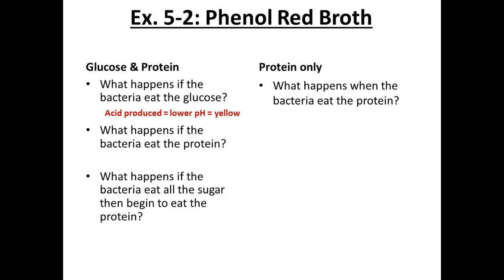What happens if they ate the protein first instead? Right? It turns pink because the pH goes up. Ammonia is produced, right? High pH, it turns pink. What happens if the bacteria eat all the sugar and then move on to the protein? Right? Orange, or if you let it go long enough, it'll turn pink. But as you guys will notice, it'll be kind of a lighter pink.